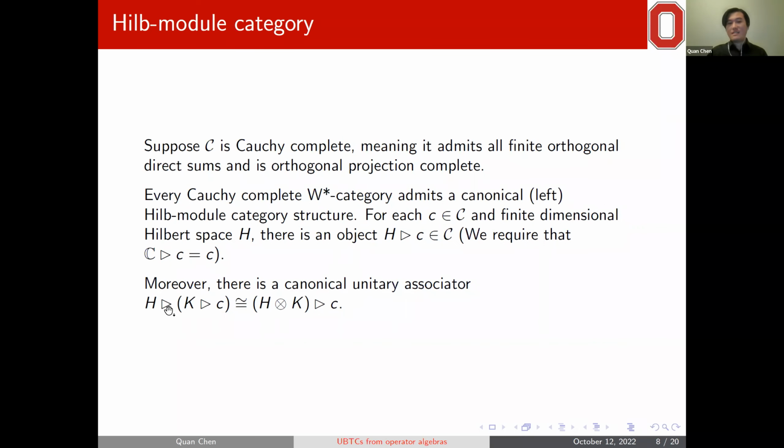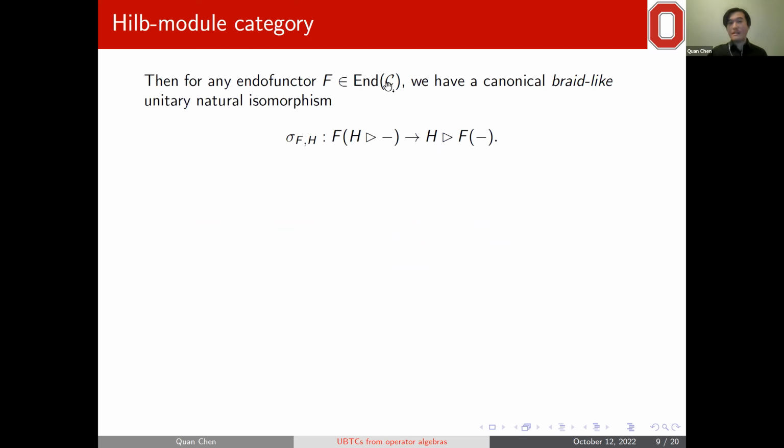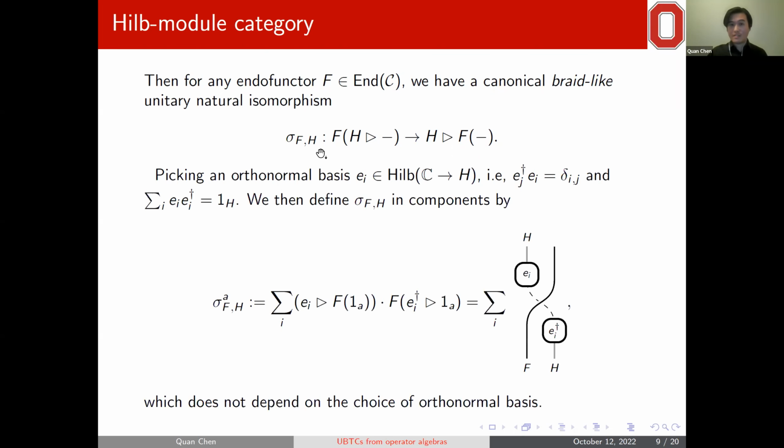And once we pick those isomorphisms, there should be a canonical unitary associator between the K action and then H action, or H tensor K acting on c. So if you start with an arbitrary C-linear category, then it's naturally a Vect module. Since this has a dagger structure, then it's a Hilbert module. And from the Hilbert module structure, we can equip End(C) with the Hilbert module structure, which means for every endofunctor F, we have a canonical braiding-like unitary natural isomorphism sigma_{F,H}, which means F of H act is isomorphic to H act on F. And we can provide this natural isomorphism explicitly.